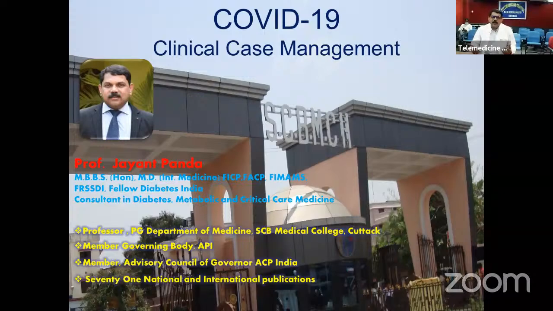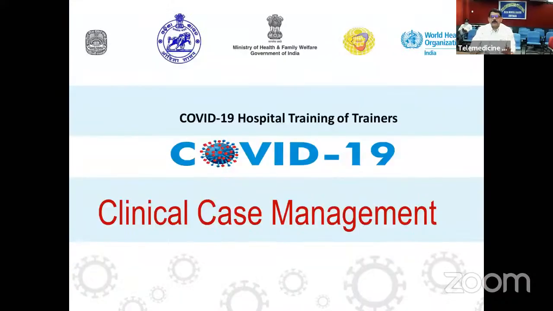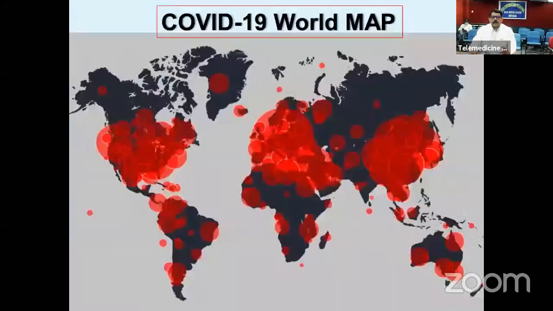Where is the vaccine and what is the attempt? Daily, everything revolves around the virus only, and this is the pandemic which has been on for the last 5 to 6 months. So today we'll see the clinical case management, which is approved by the central government and the state government.